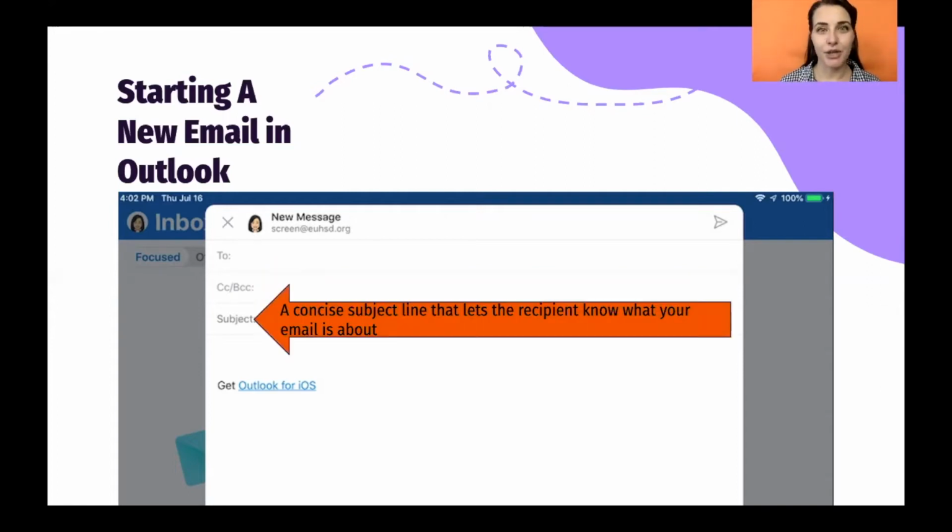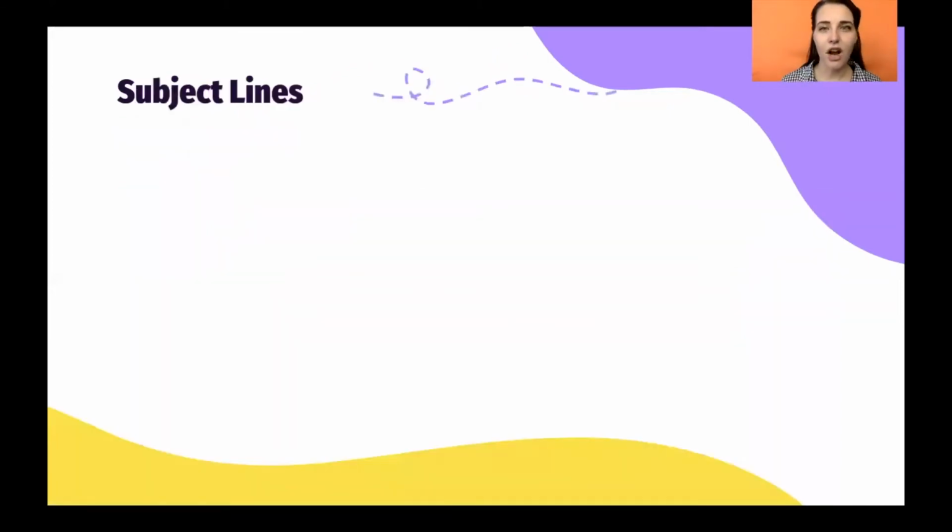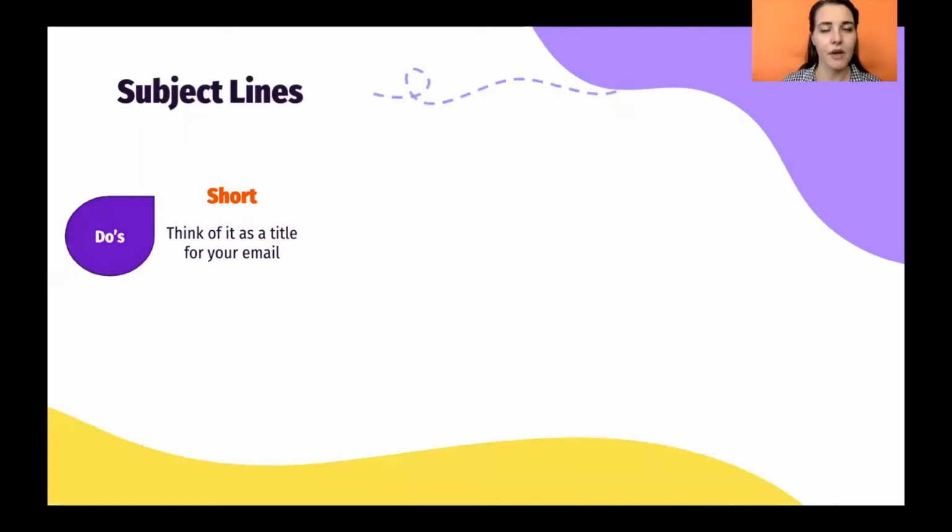And then finally, in the subject line, you're going to write a concise subject line that lets the recipient know what your email is about. And then in this big blank space, that's where you actually type the email. So let's talk a little bit about subject lines. Some do's, things that you want to do and make sure that you're doing pretty consistently on a regular basis when you're writing emails. Short, think of it as a title for your email.